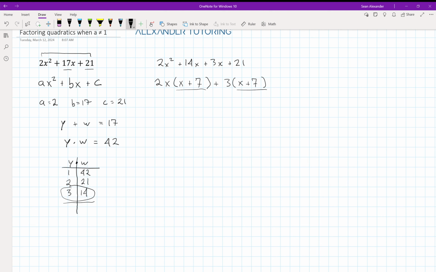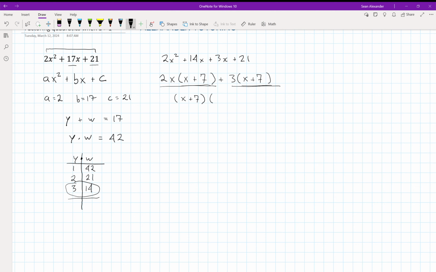So now we have two terms left, and terms are separated by plus and minus signs. We have this term here and this term here. What's common to those two terms? Well, the x plus 7 in parentheses is, so we can actually factor that out. Okay. What's left behind over here? The 2x. Plus what's left behind over here? The 3. Boom. We are factored. Okay, so I hope that was helpful.